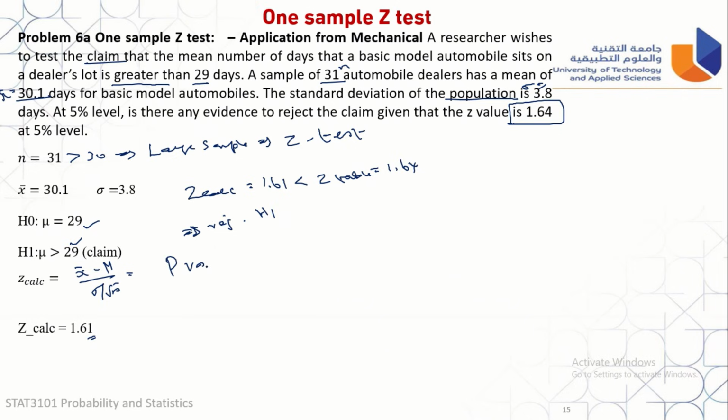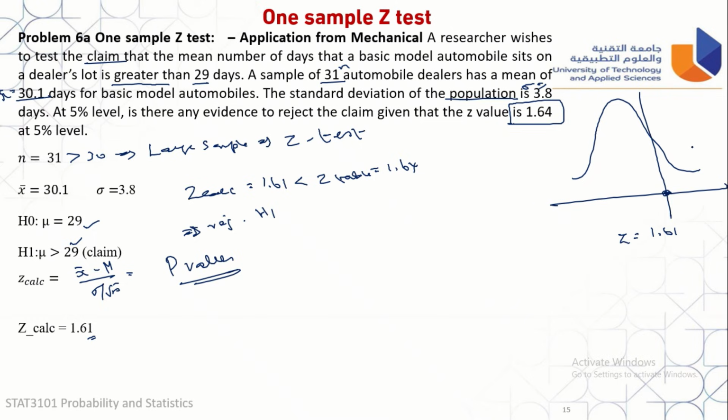If you want to go for the p-value method, see what your z calculated value is. It is 1.61. This is the z calculated value. And what area do you have to calculate? You want to calculate this area. So it is probability of z greater than 1.61.